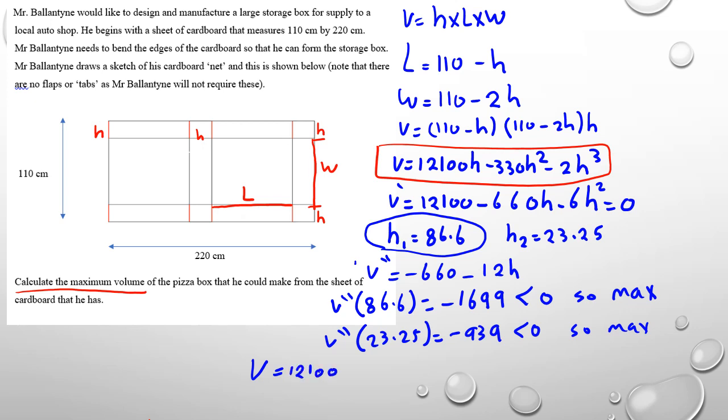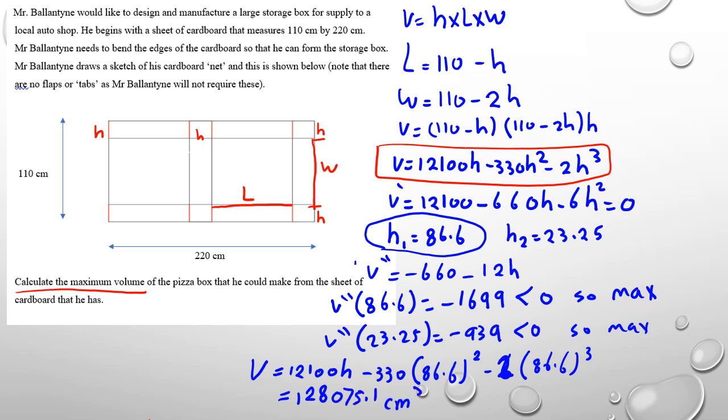So times 86.6 squared minus 2, sorry, and 86.6 to the power of 3, and you get the answer as 128,075.1 centimeter cube, and that's the maximum volume.